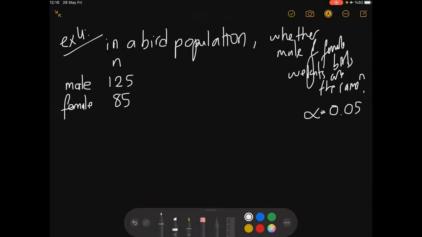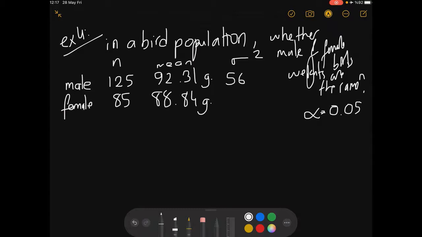This is what you could find, and their mean is given here: 92.31 grams for the males and 88.84 grams for the females, and their variances are given consecutively here. Okay, slightly more variance for the females.